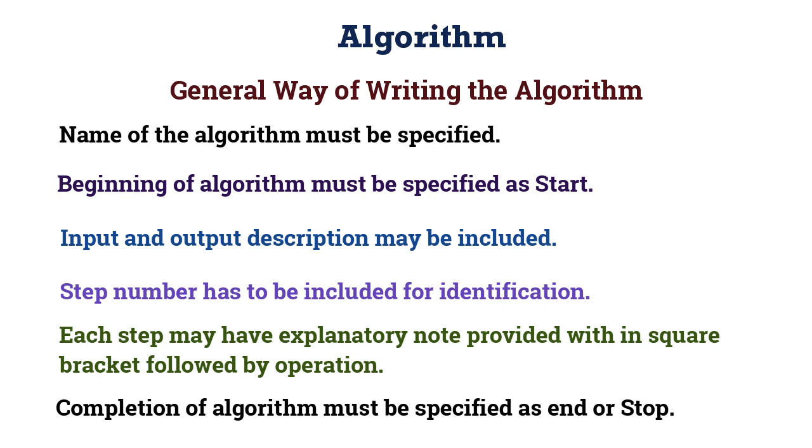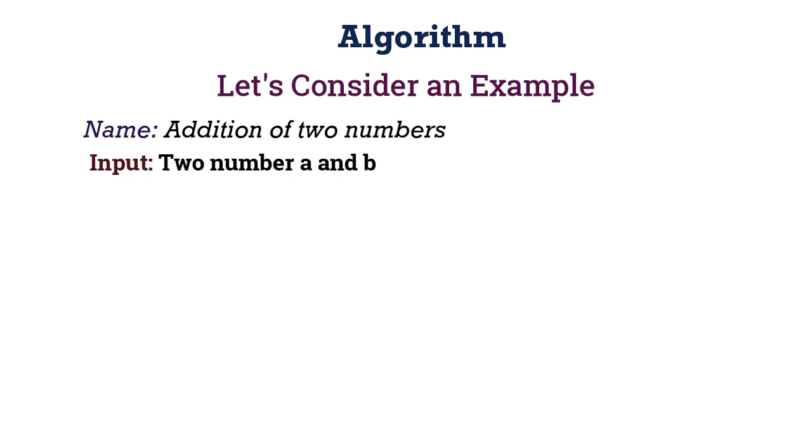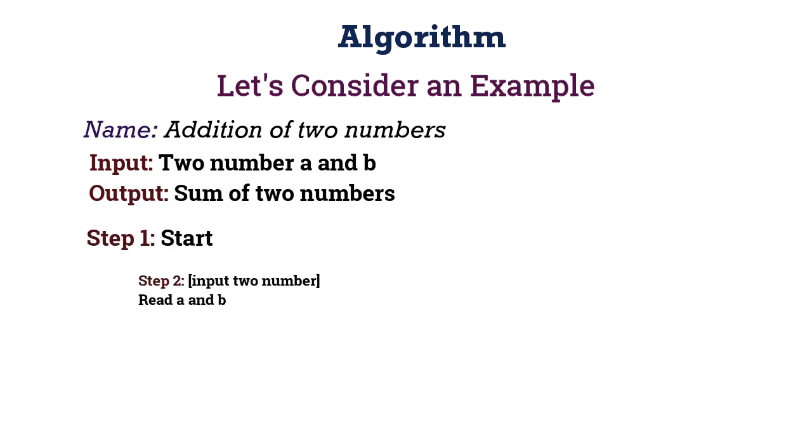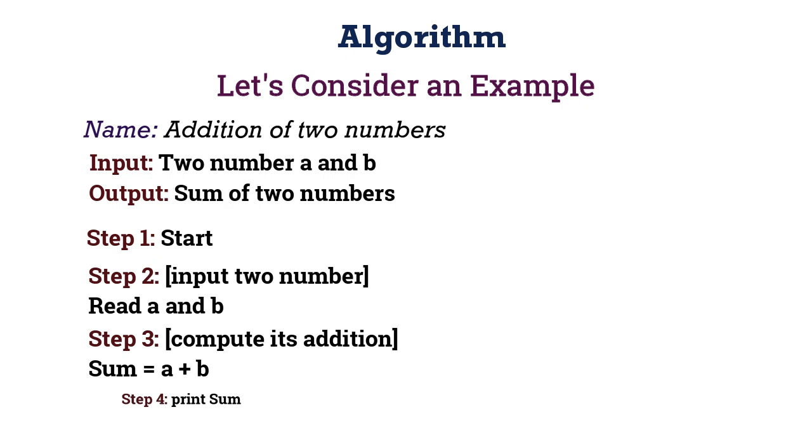Now we'll see an example to write an algorithm to add two numbers. So here the algorithm name is addition of two numbers. Inputs are two numbers A and B. Output is the sum of the two numbers. Step 1 start. Step 2 input two numbers, that is read A and B. Step 3 compute its addition, that is sum is equal to A plus B. And step 4 is print the sum. And step 5 is stop.